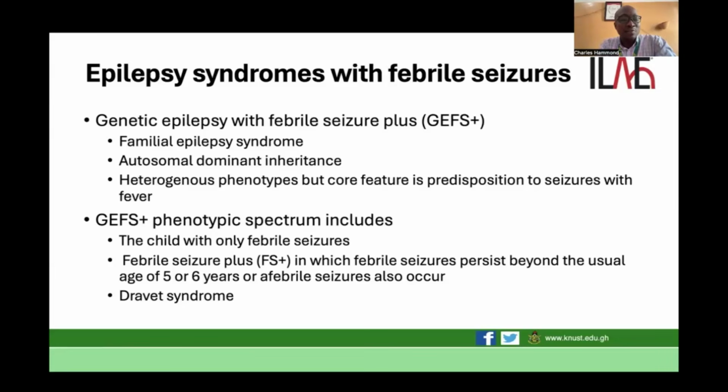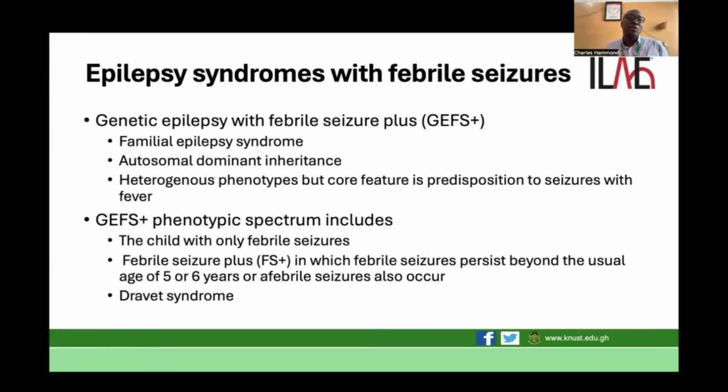So in this GEFS plus spectrum, some children will present with just simple febrile seizures, and others may have febrile seizures plus. So these ones have febrile seizures that persist even beyond the cutoff age of 5 to 6 years, whichever you'll be using. And then they also tend to have afebrile seizures.